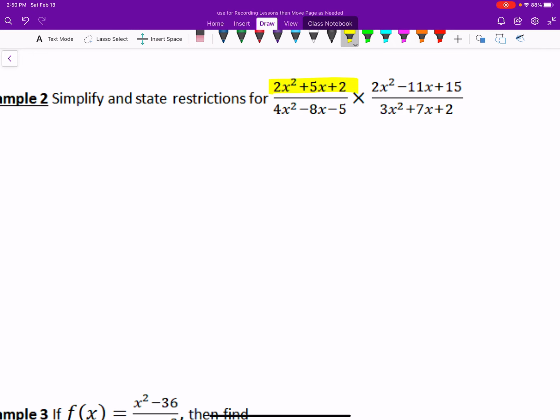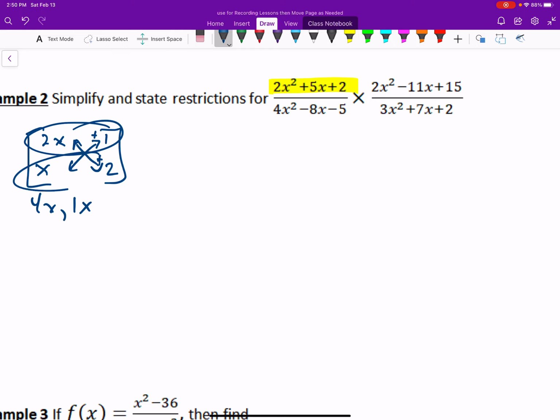So if I start with this one, I'm just going to do a little trial and error. If I had 2x and x, and 1 and 2 like this, I think that's going to work. I'll end up with 4x and 1x, which I can add together. So if I make everything positive, there's my two factors. So for the top, I've got 2x plus 1 and x plus 2. So there's my first one factored.